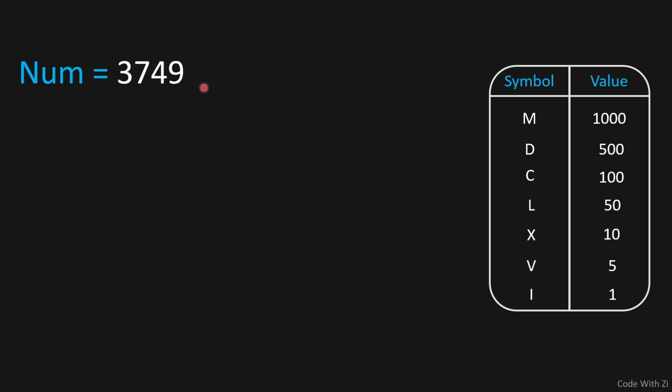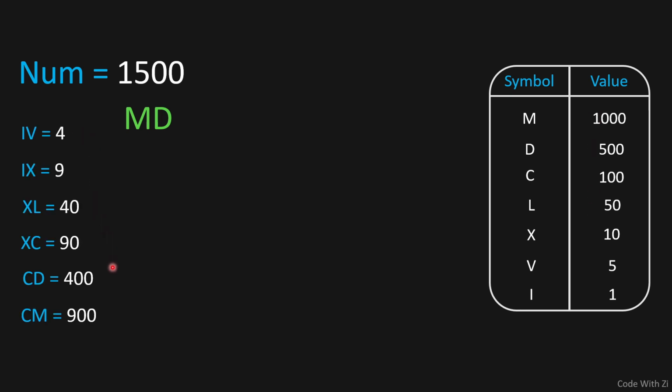But what if we have a number like this? Well, as we saw, this object here doesn't represent all of the numbers. For example, we have 4, or 9, or 40, 90, 400, and 900. So we gotta find a solution for this problem. If we didn't have these numbers, our solution would be really simple, because the object that we have here would represent all of the numbers we need. But in reality, we do have these numbers.